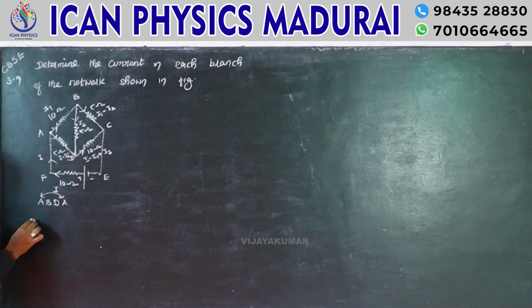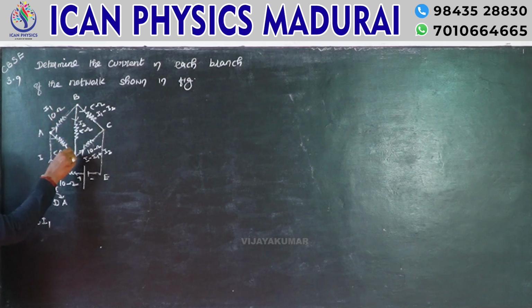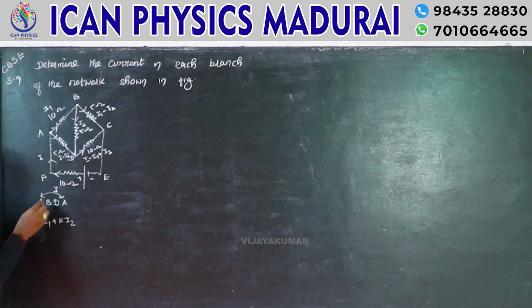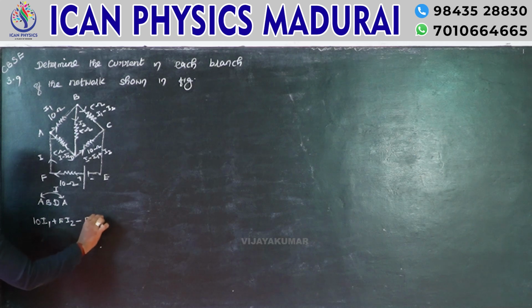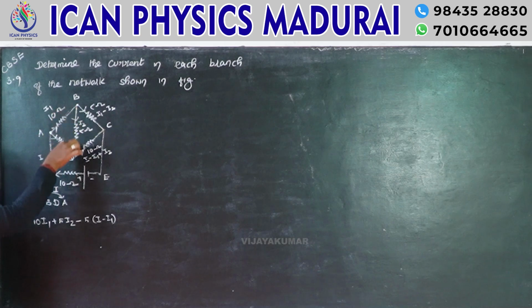Current into resistance. So 10 I1. B to D. 5 into I2. D to A. Now I am moving from D to A, but the current direction is in opposite direction. So it's minus 5 into I minus I1. So, in this closed circuit, there is no batteries involved. So, that is equal to 0.